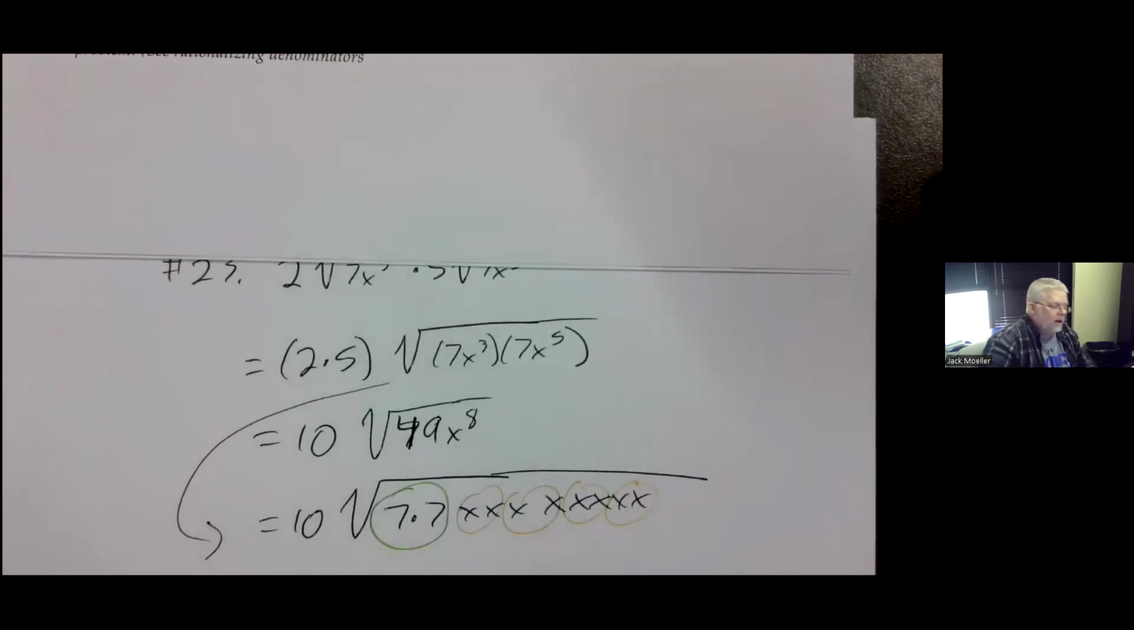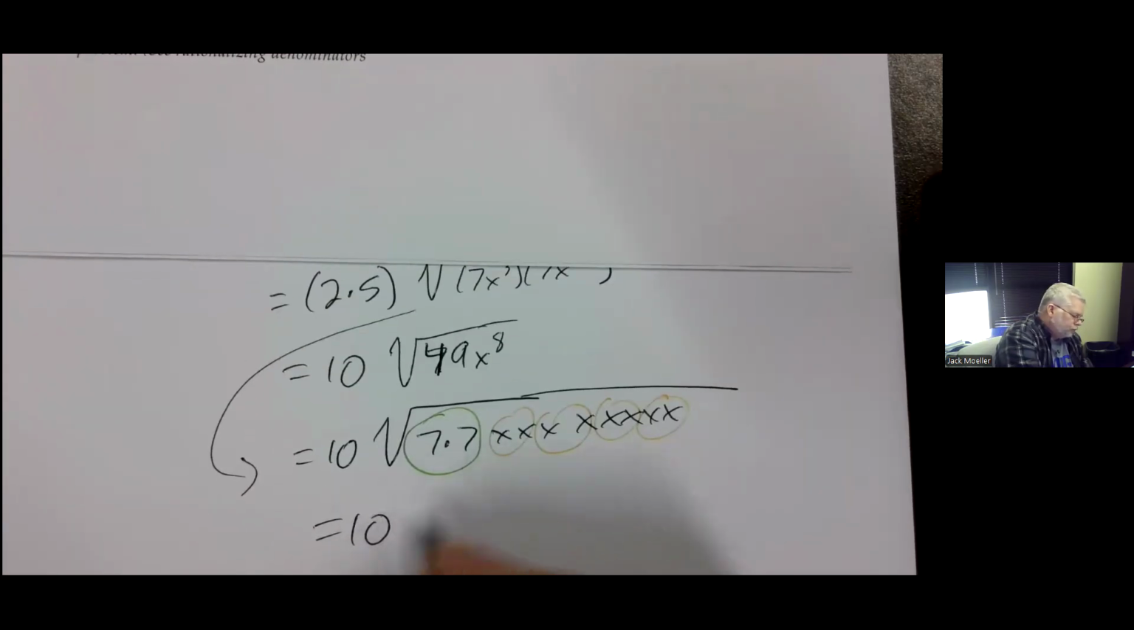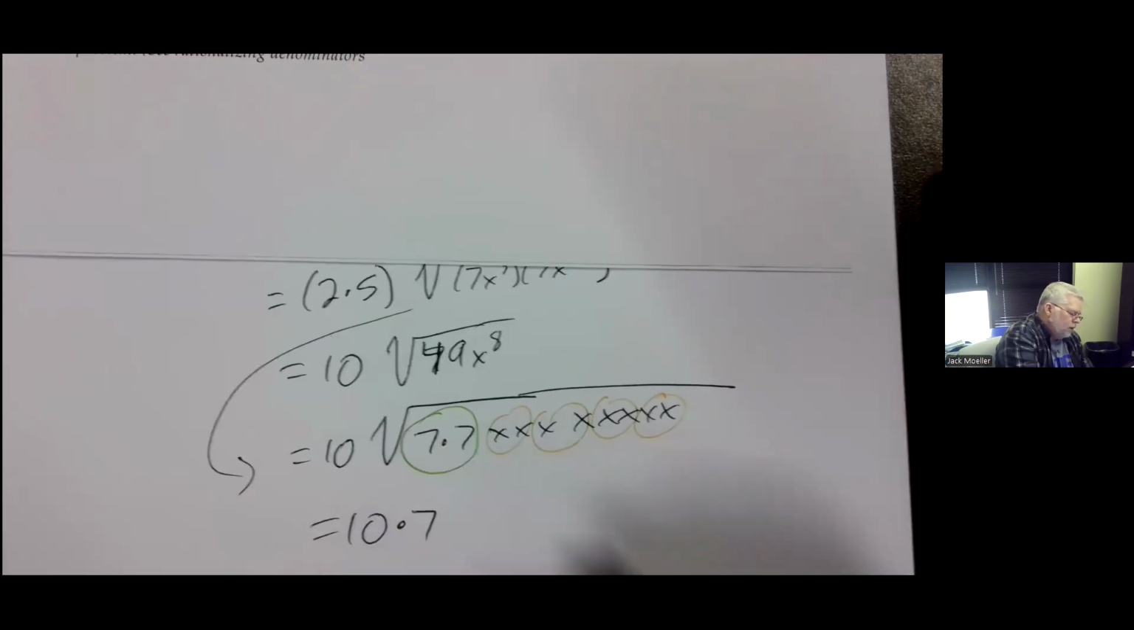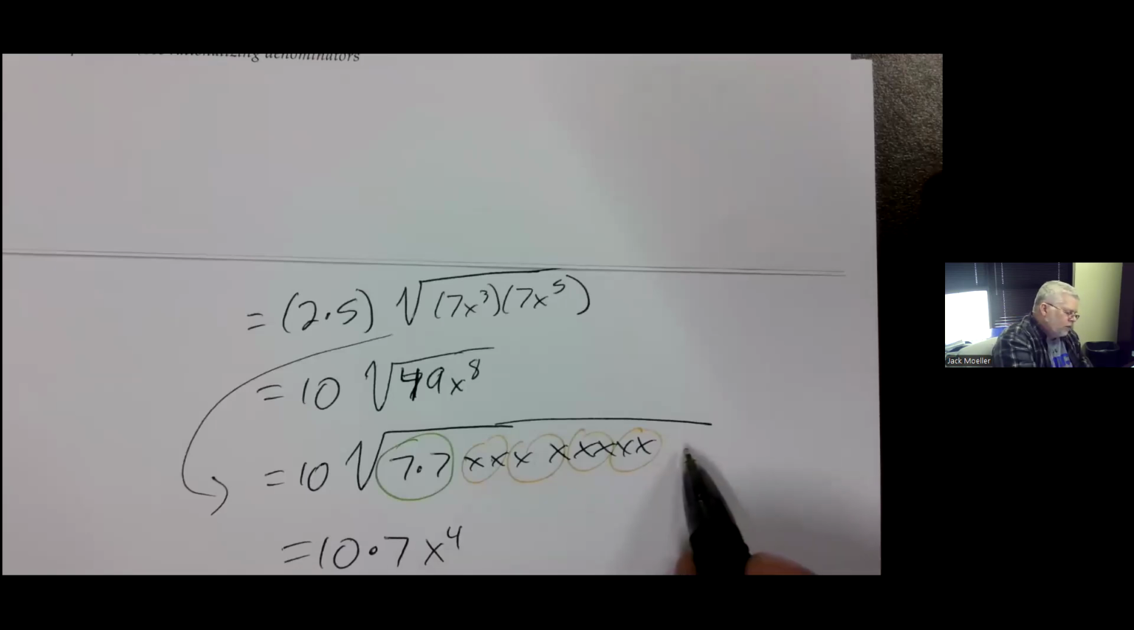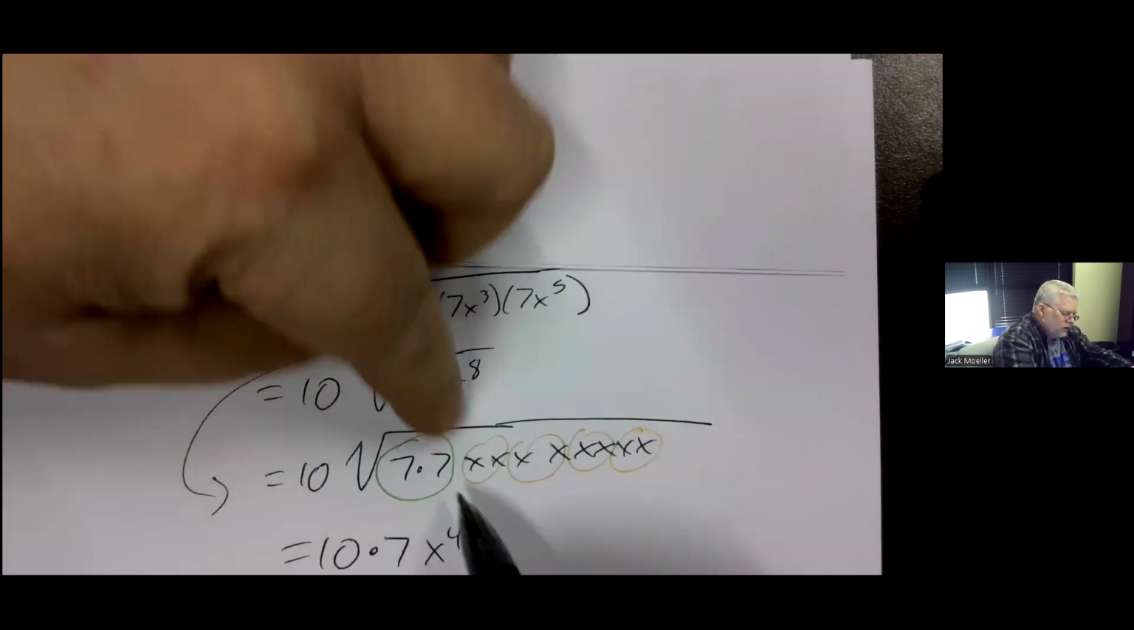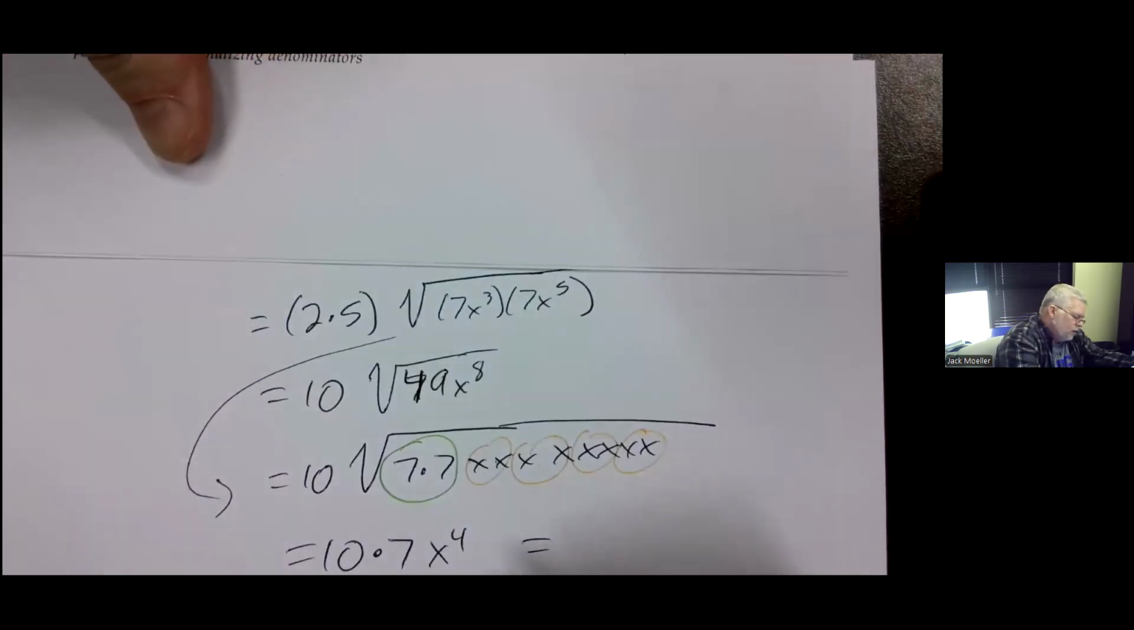So what's going to come outside the radical? Well, there's 1, 7. And then 1, 2, 3, 4 pairs of x's, so that would be x to the 4th. With nothing left over, because there's no 7s left, there's no x's left. So that would be 7x to the 4th.